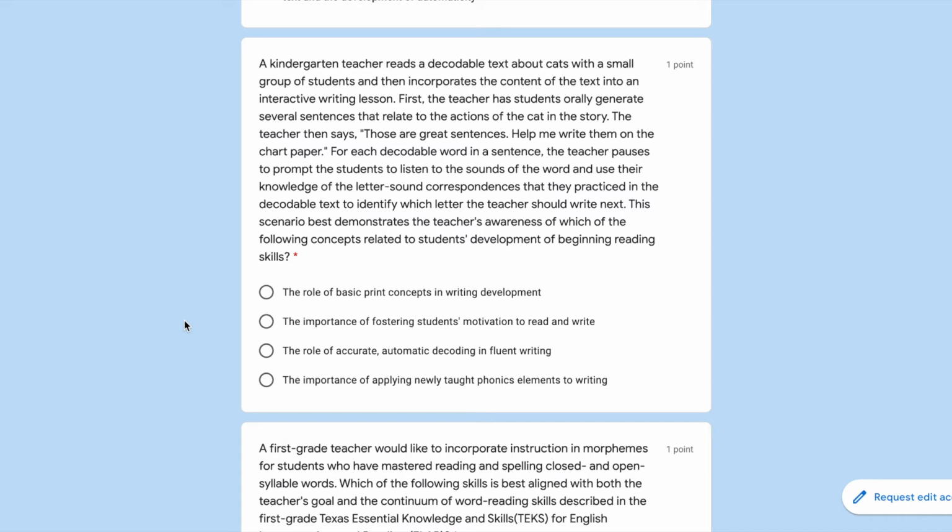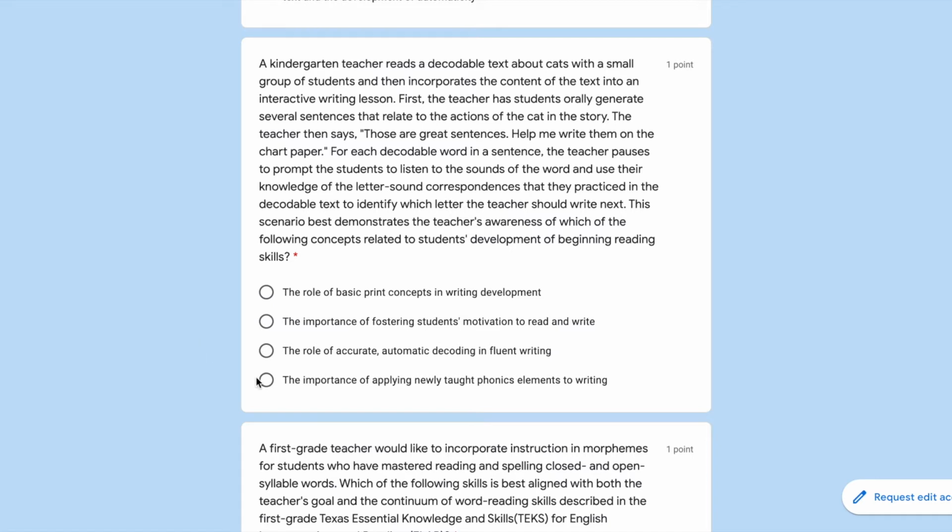Is it letter A, the role of basic print concepts in reading development? B, the importance of fostering students' motivation to read and write? C, the role of accurate automatic decoding in fluent writing? Or D, the importance of applying newly taught phonics elements to writing? Take a moment here. Think what answer you feel is best. Use the information that you currently know to select the best answer.